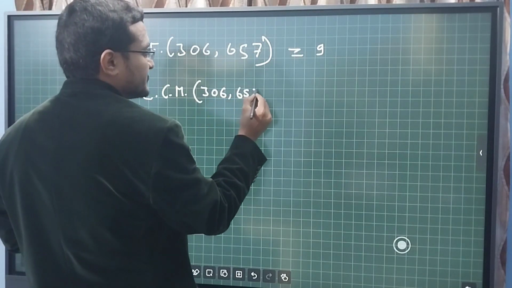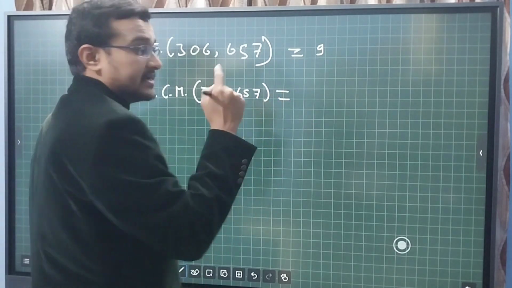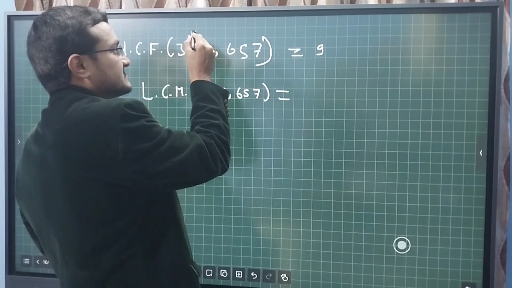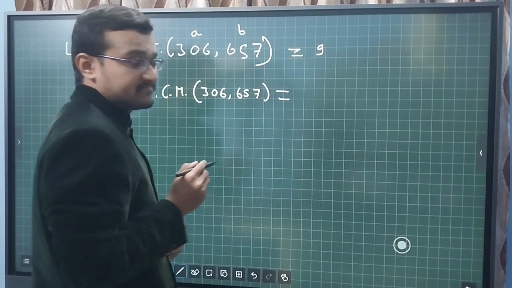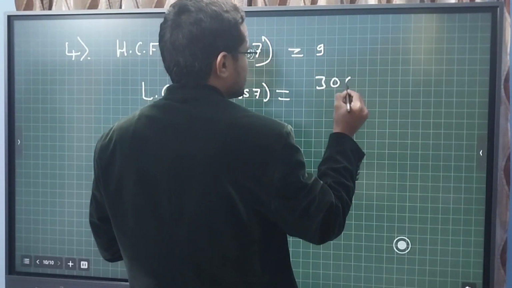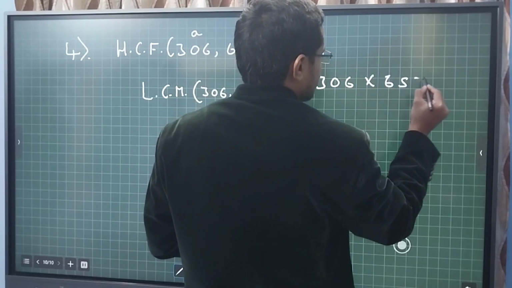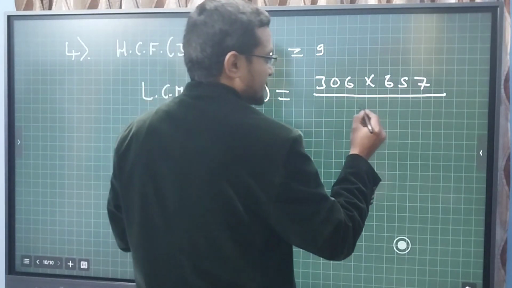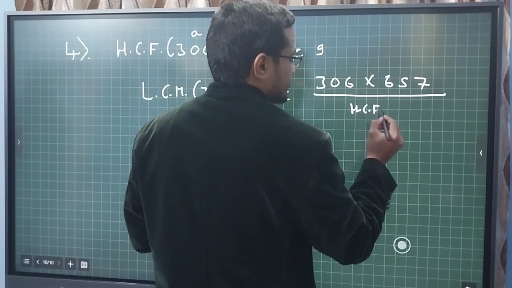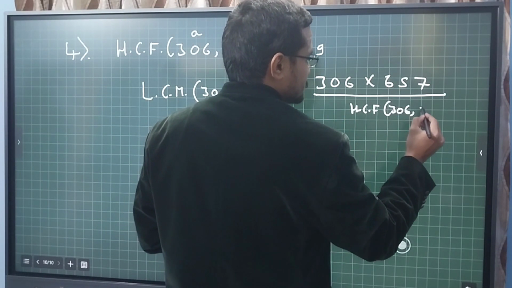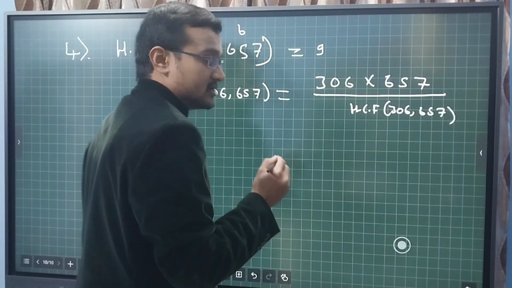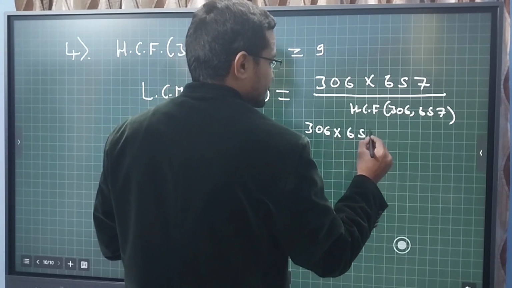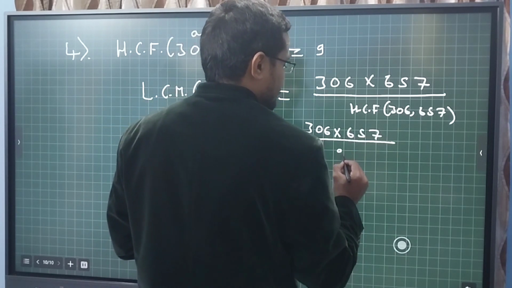So LCM of 306 and 657 is equal to A into B divided by HCF. So A into B is, 306 acts as A and 657 acts as B. So 306 into 657 divided by the HCF value we have to take. So that HCF of these two numbers, that is 306, 657, will be there in the denominator. So you can write this as 306 into 657 divided by 9.